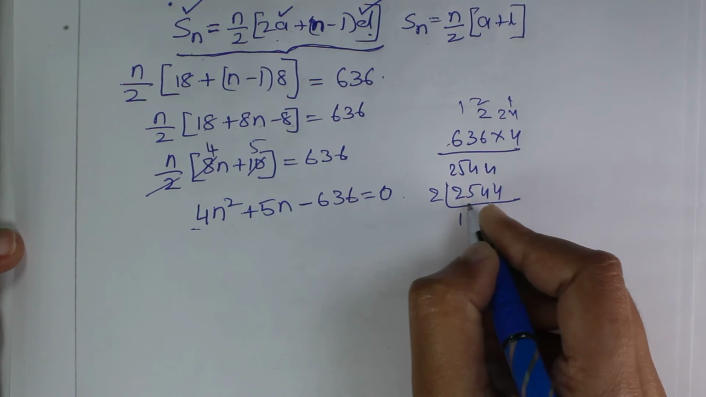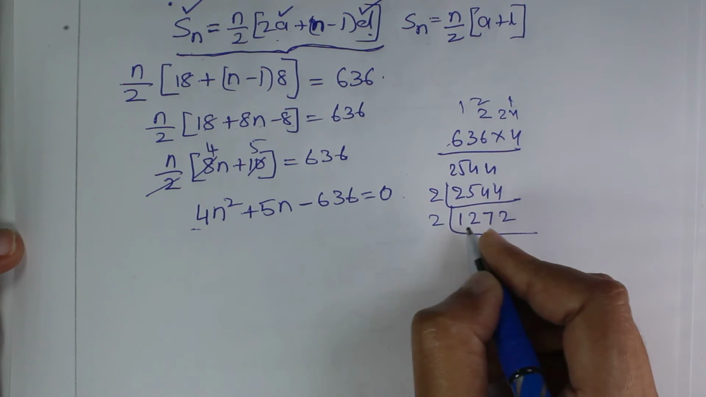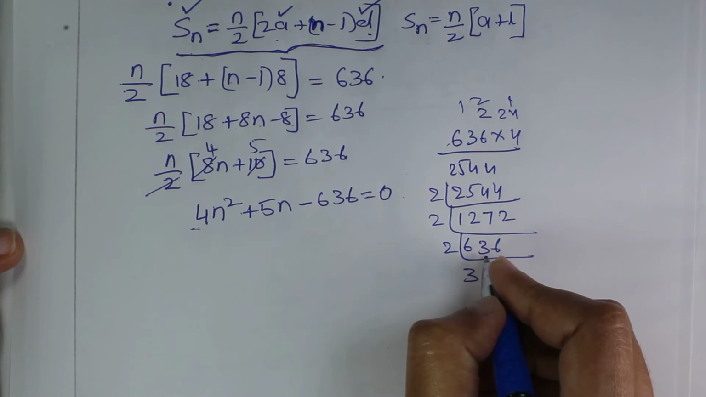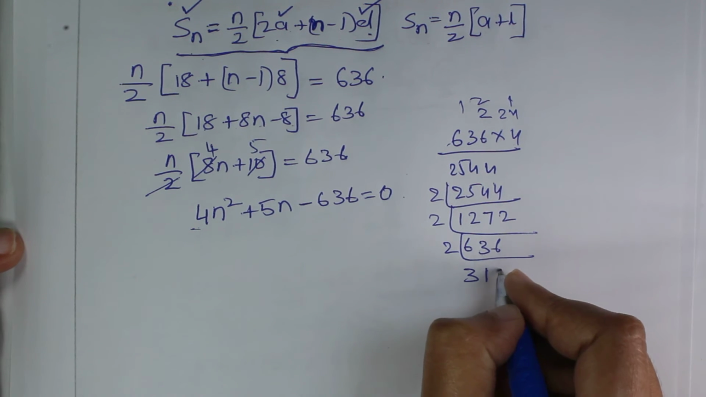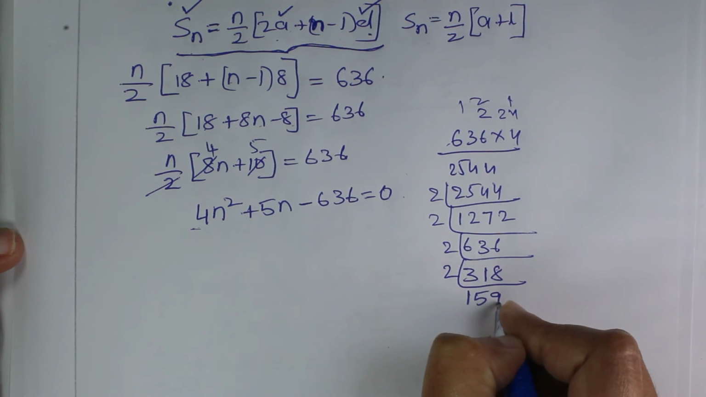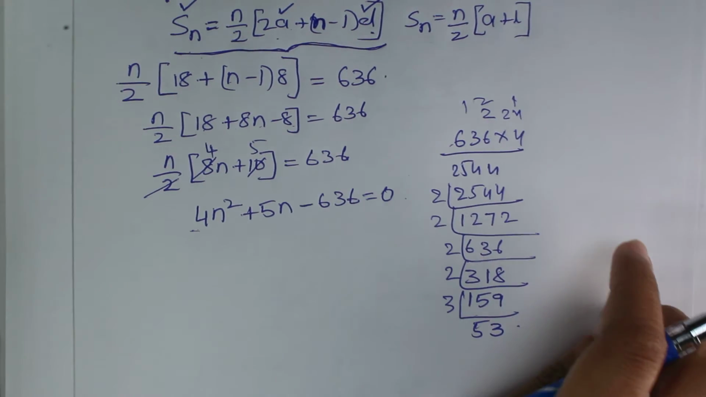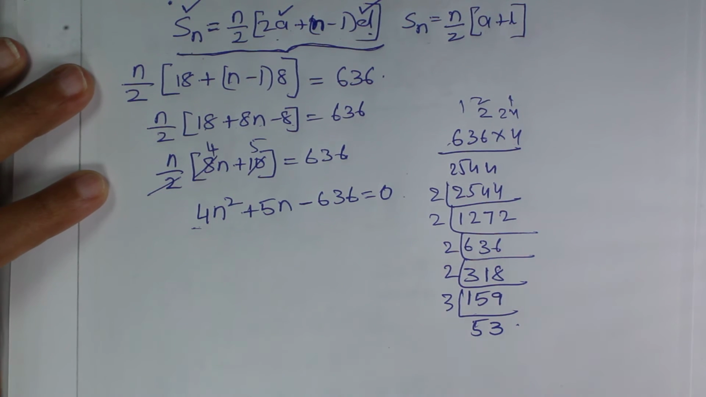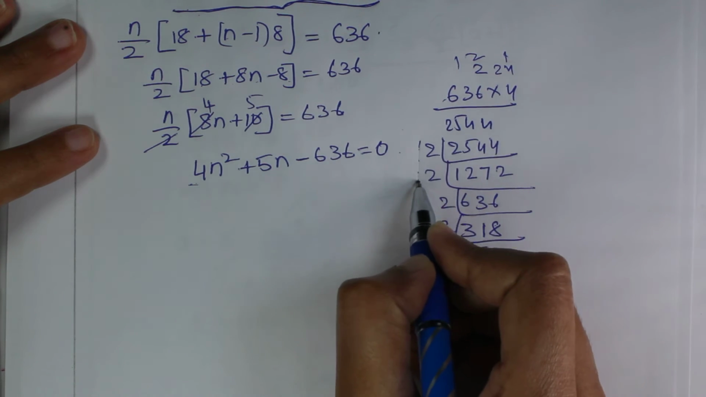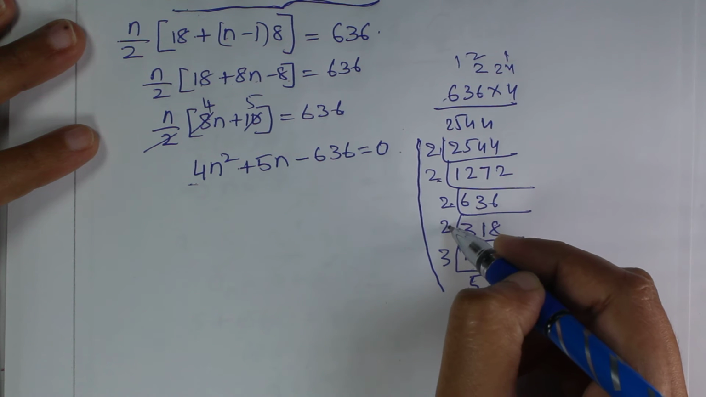Now I'll factorize 2544. 2 ones are 2, 2 twos are 4, 2 sevens are 14, 2 twos are 4. 2 sixes are 12, 2 threes are 6, 2 sixes are 12. 2 threes are 6, 2 ones are 2, 2 eights are 16. 2 ones are 2, 2 fives are 10, 2 nines are 18. 3 fives are 15, 3 threes are 9. So that's all. 53 is the last number. Now let's multiply all these terms. 2 twos are 4, 4 twos are 8, 8 twos are 16, 16 threes are 48.